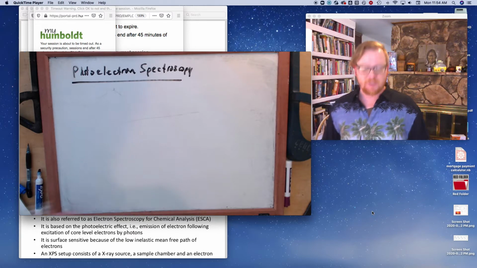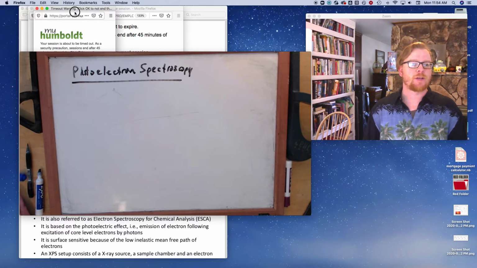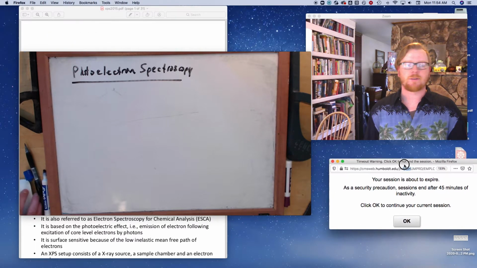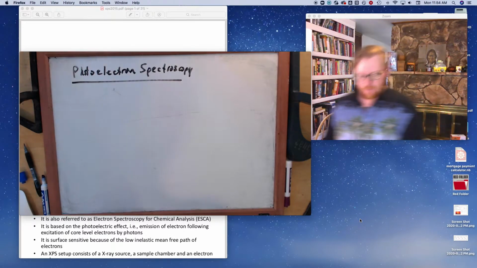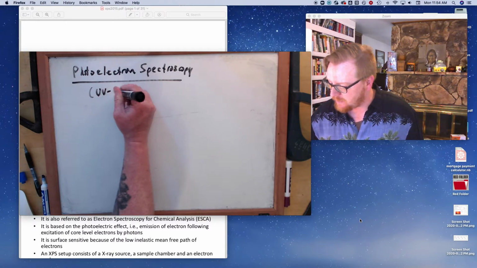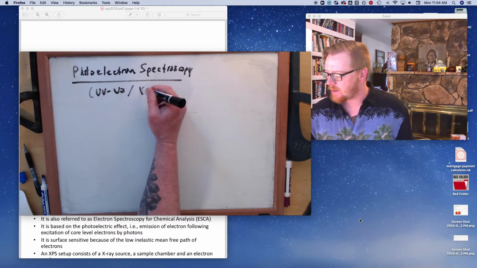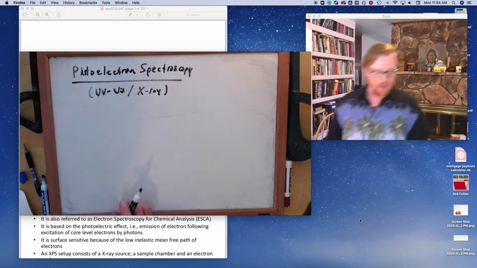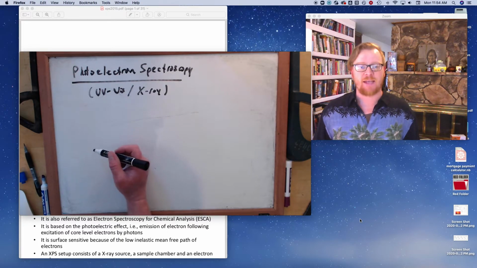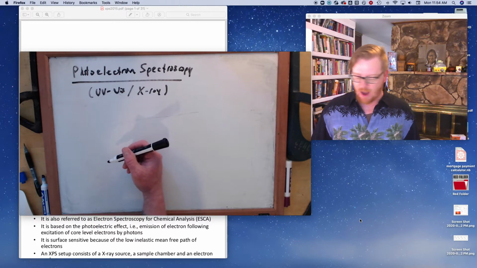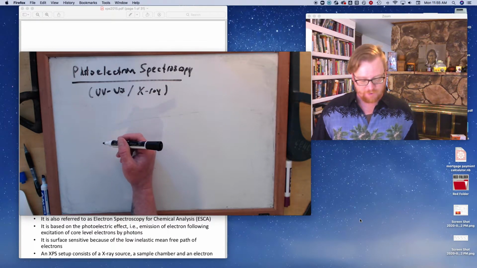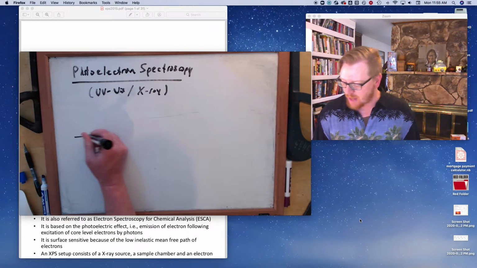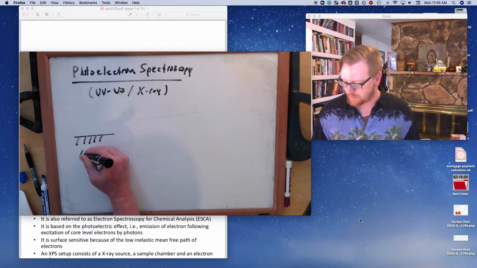And now there's a couple of different flavors of photoelectron spectroscopy. I'm going to get a timeout warning here. Let me say okay. So we can have UV-visible photoelectron spectroscopy or X-ray photoelectron spectroscopy, which are the most common. And I'm going to speak about XPS, X-ray photoelectron spectroscopy, more than the UV-vis. So the way that XPS goes, you have a solid metal surface.